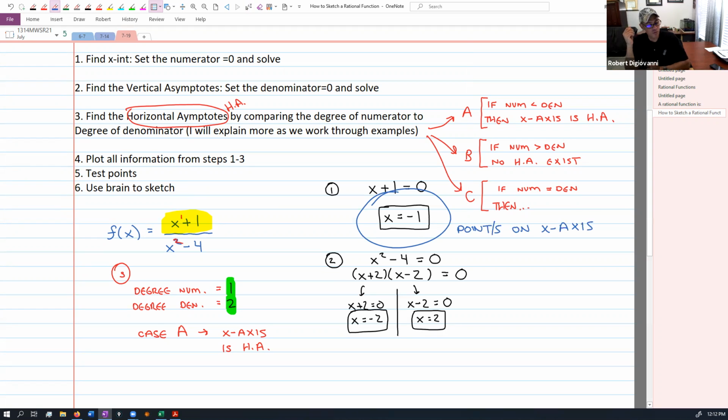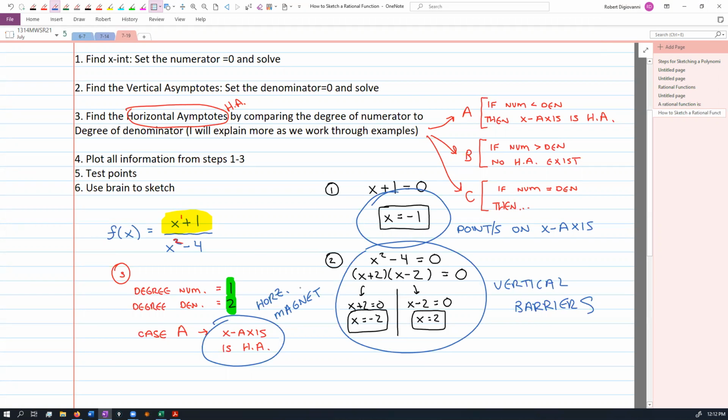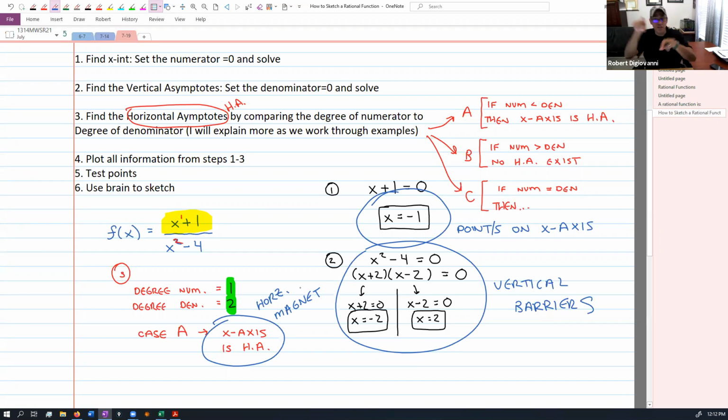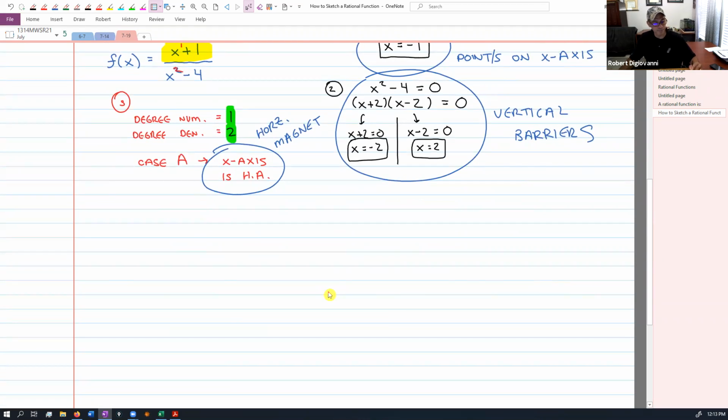Now, step 2, those are vertical asymptotes. These are your vertical barriers. And then step 3, the X-axis there, that's your horizontal magnet. Katrina, does that make sense? Kind of. Like those are 3 different parts of our graph. They're not all points on the graph, right? These are like characteristics, things that are going to help us draw the graph as opposed to all being just points.